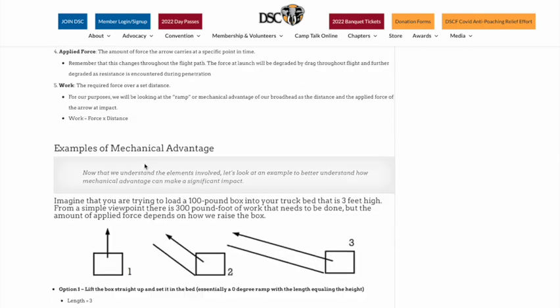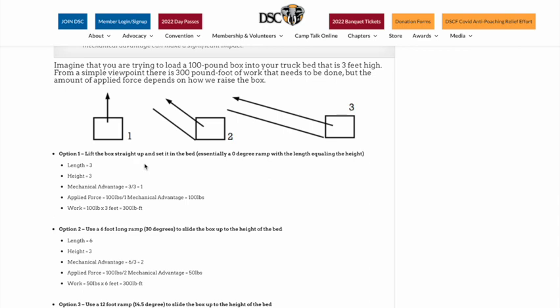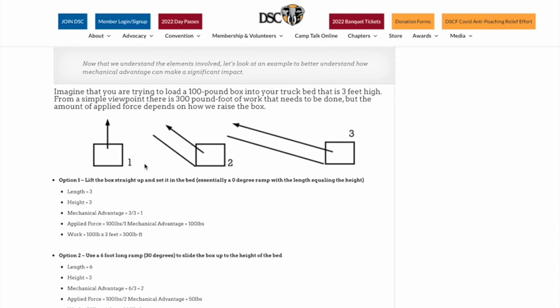Okay, so let's look at his examples of mechanical advantage. "So imagine that you are trying to load a 100-pound box into your truck that is 3 feet high. From a simple viewpoint, there's a 300 pound-foot of work that need to be done, but the amount of applied force depends on how we raise the box." Okay, so basically what he's pointing out here is that you are trying to lift this box up into the back of your truck. You can imagine multiple different ways of doing this. You could pull it straight up.